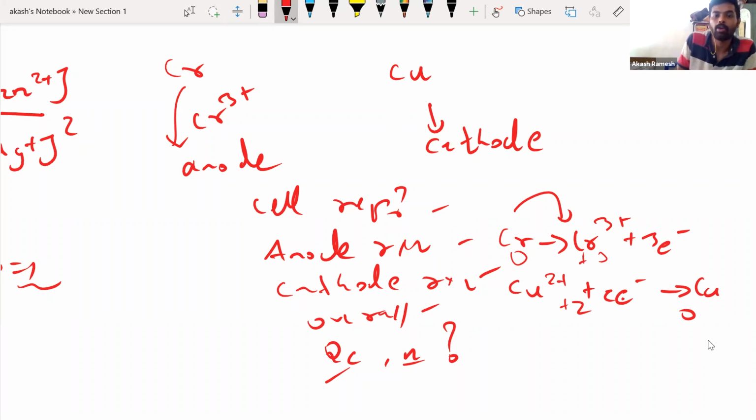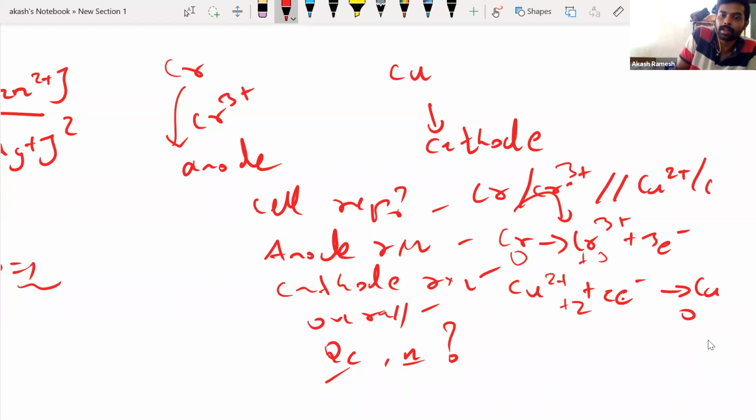Okay, fine. Now I want to write the overall equation. Before that we can go for cell representation. It's very easy, right? I start with anode: Cr | Cr3+ || Cu2+ | Cu. I hope by this time all of you have gotten these 3 things: cell representation, anode reaction, and cathode reaction. Everybody must have gotten it by this time.